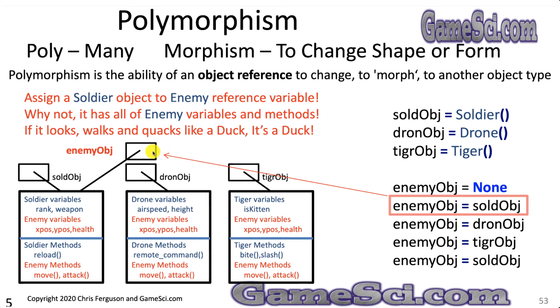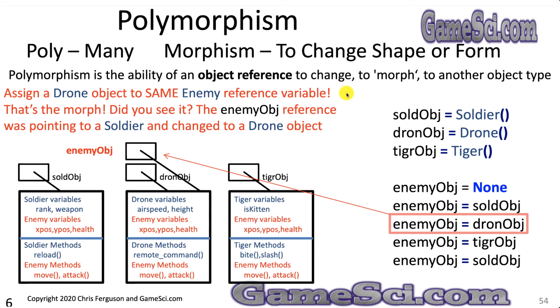If I follow this line and follow enemy object down into the soldier, notice what you see inside the soldier object: enemy variables and enemy methods. A soldier object is also an enemy object at the same time. Let's assign a drone object to the same enemy reference variable. That's the morph. Did you see it? The enemy object reference was pointing to a soldier, and it changed over to a drone object. Enemy object equals drone object took the reference that was pointing over here and moved it over to this object. Well, why is that important? Enemy object just morphed.